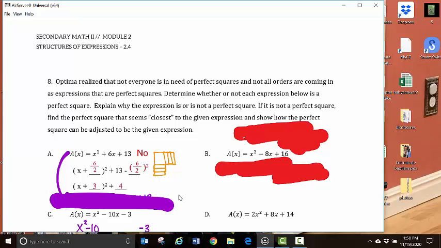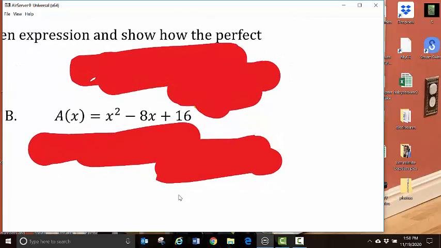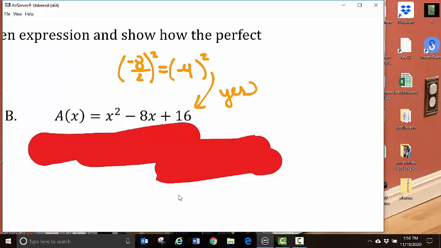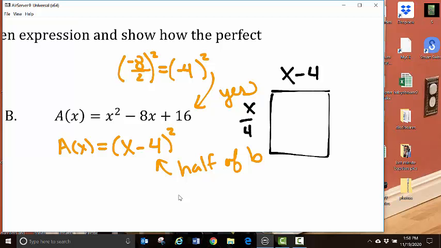So here's the idea. Let's look at this one first. Is this one already a perfect square? Well, we could try to draw it, but it's harder to do when there's a negative. But we know that half the middle number squared would finish the square. Half of -8 is -4. -4 squared is 16. So yes, this would already be a perfect square. And you could rewrite that as x minus 4 on one side and x minus 4 on the other side. So it's x minus 4 squared.